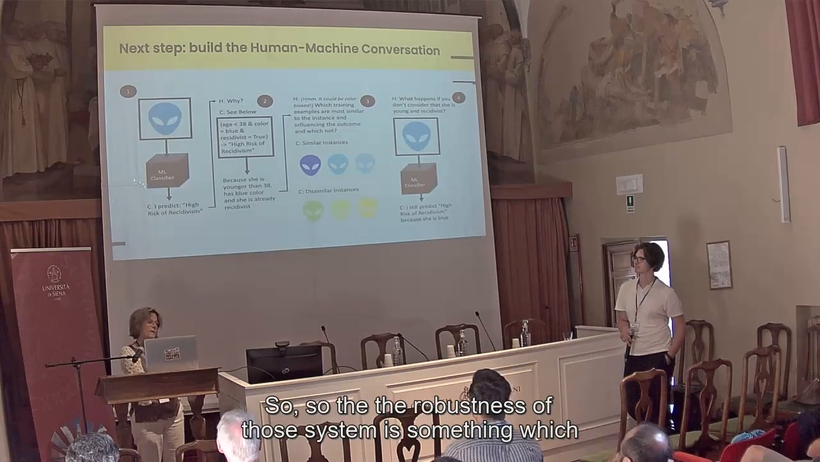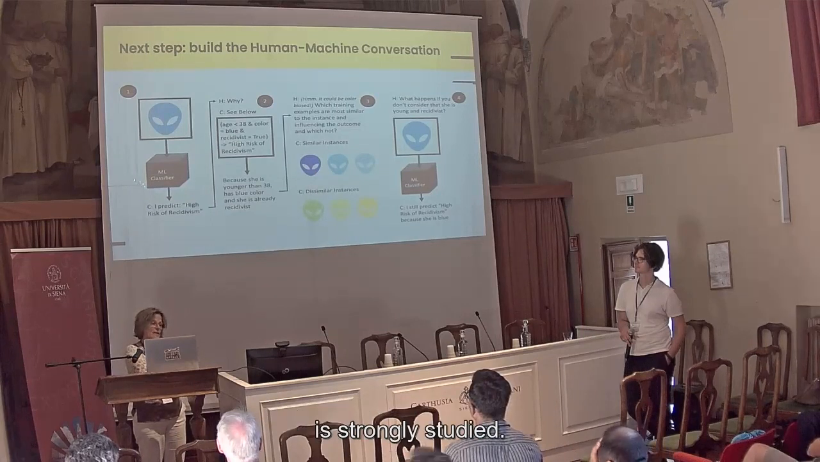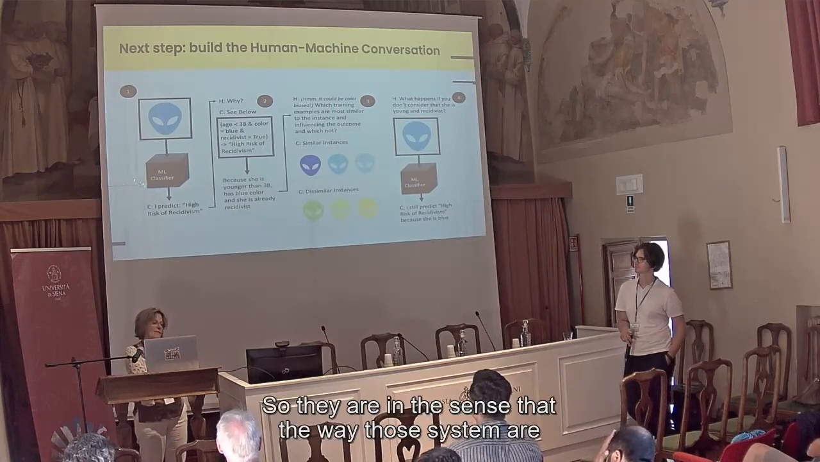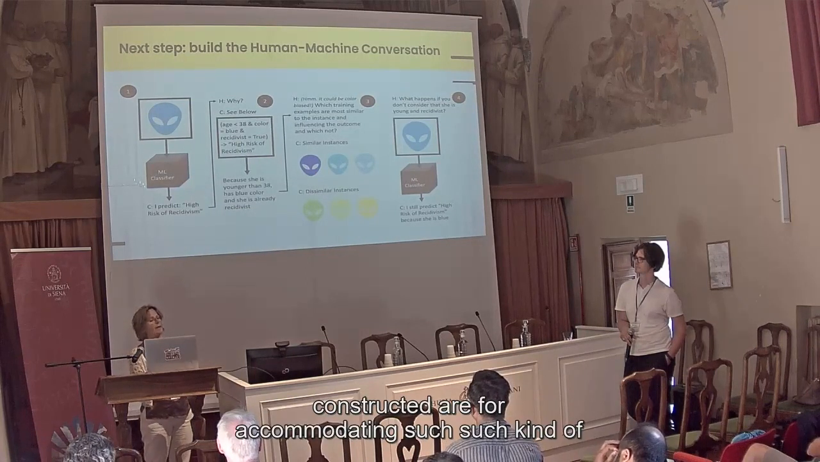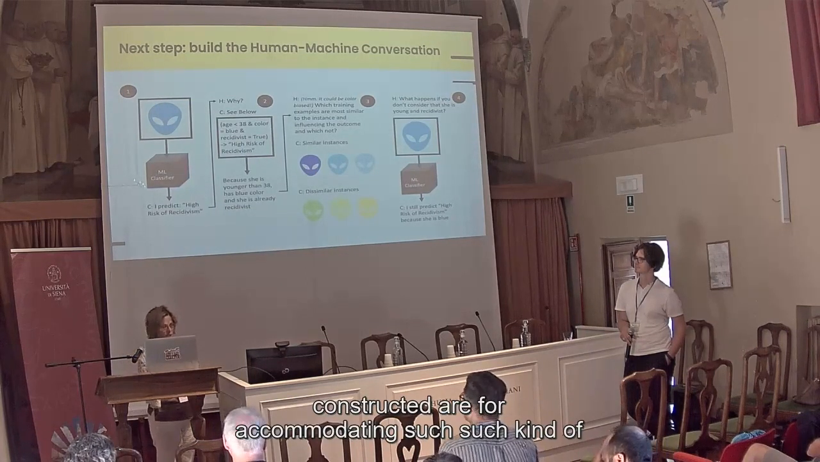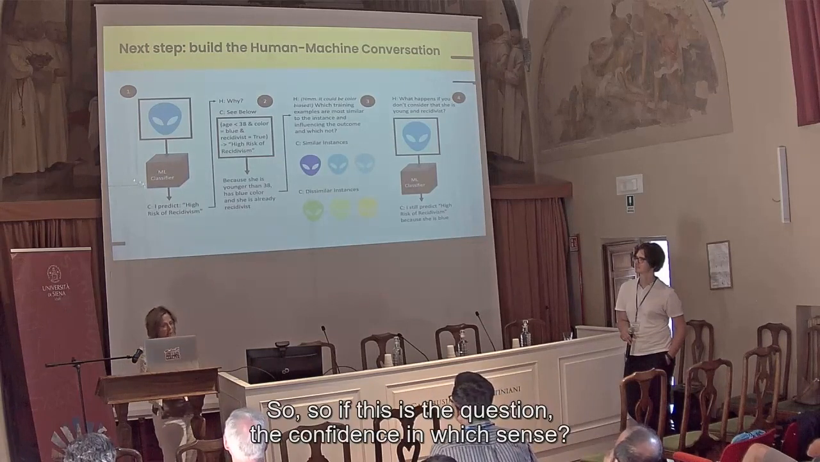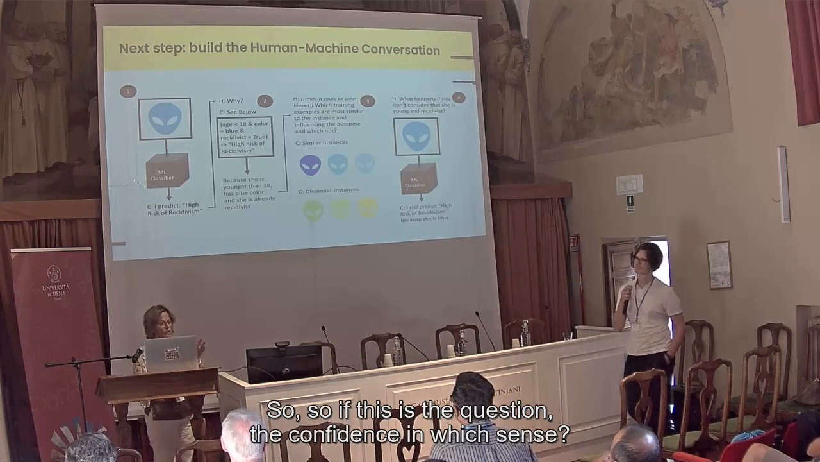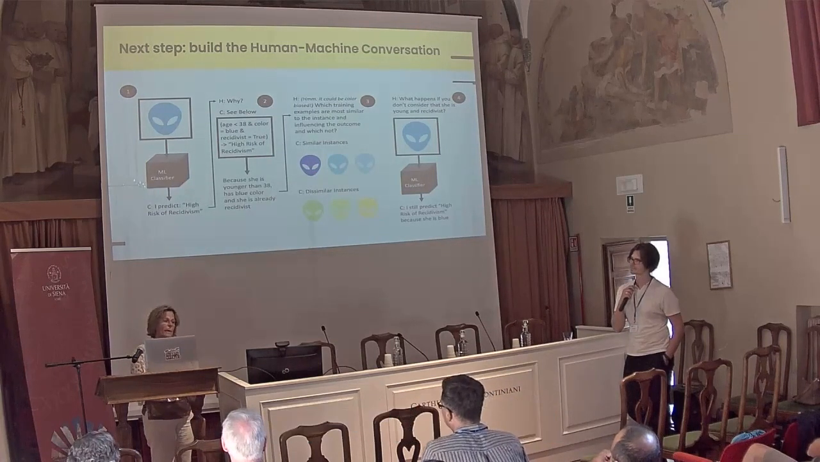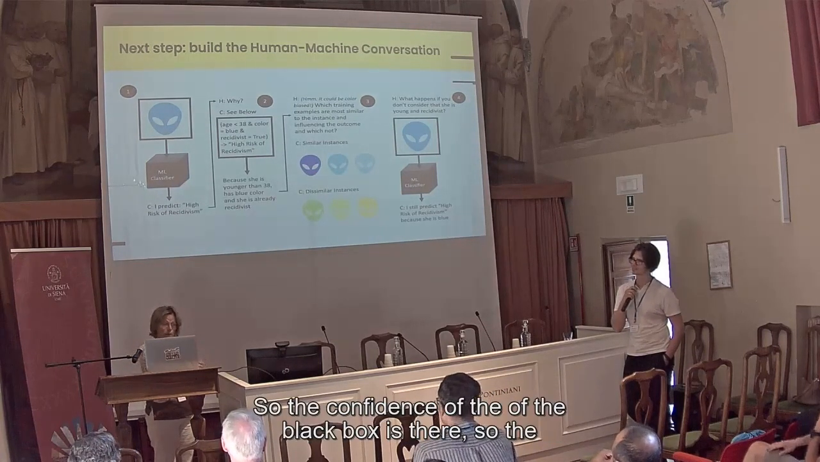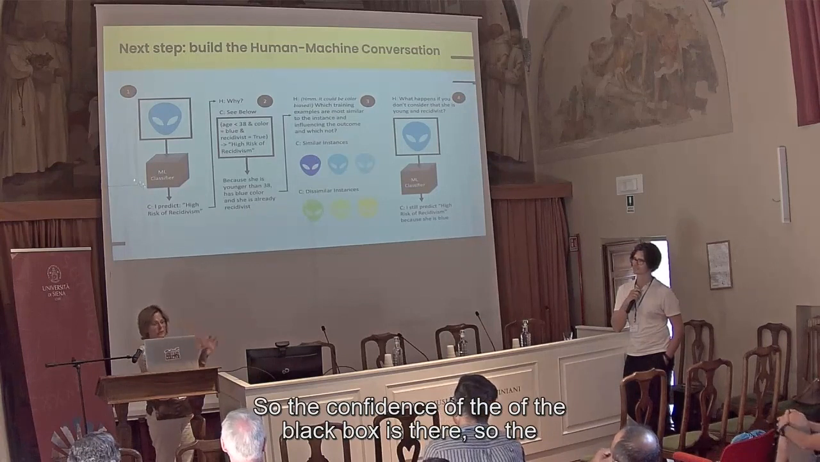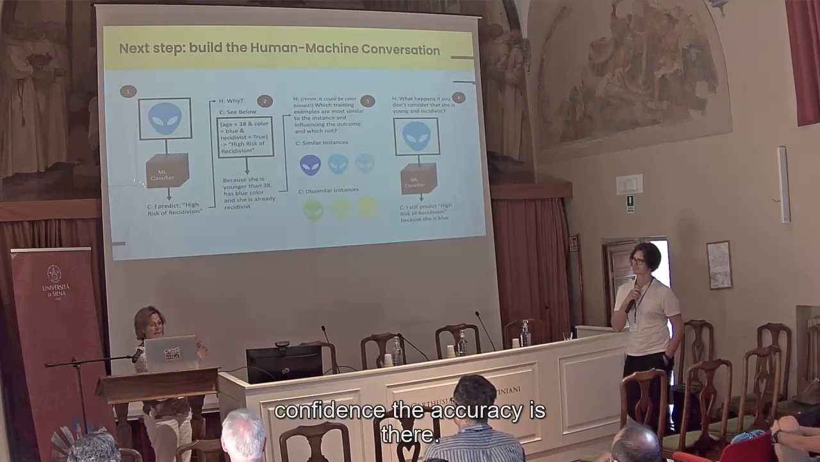So the robustness of those systems is something which is strongly studied. The way those systems are constructed is for accommodating such kind of metrics. So if this is the question, the confidence in which sense, the confidence of the black box is there. So the confidence and the accuracy is there.